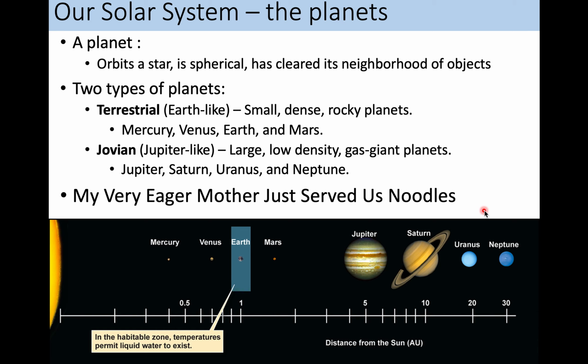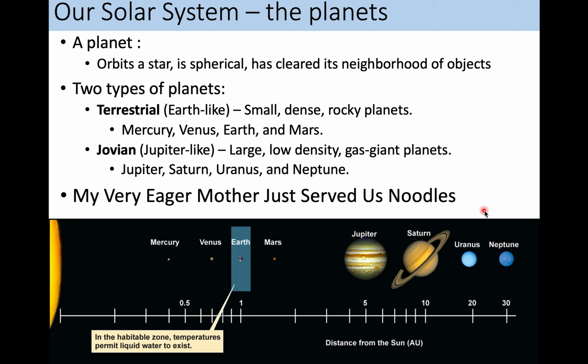So in our solar system, we have 2 types of planets, 4 and 4. A planet is any spherical object that orbits a star that has cleared its neighborhood of objects. So that is the definition of a planet. It orbits a star, it is a sphere, or almost perfect sphere, and it has cleared its neighborhood of other objects, meaning that the gravitational force is so large that everything within its neighborhood or around that thing has eventually fallen towards that object.